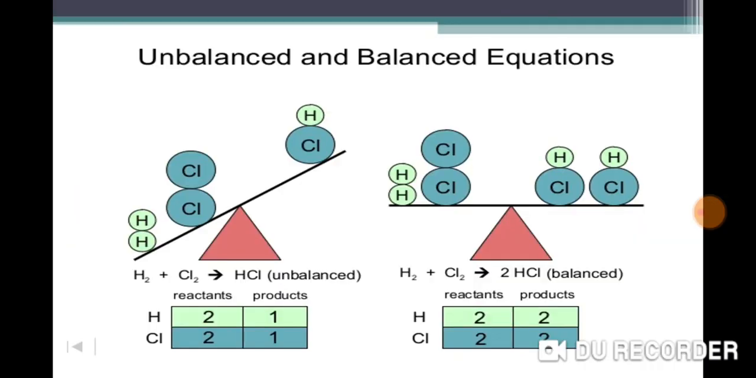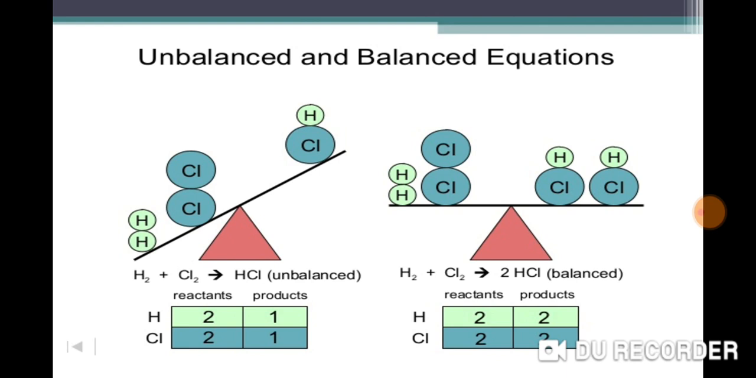For further understanding, I want to show you a diagram where we reacted hydrogen with chlorine to form HCl, and you can see two diagrams. In one, you can see a seesaw. On the left side we added two hydrogen atoms and two chlorine atoms. What we found was HCl. The HCl on the product side is not balanced, it's unbalanced, not having two atoms of chlorine and not having two atoms of hydrogen.